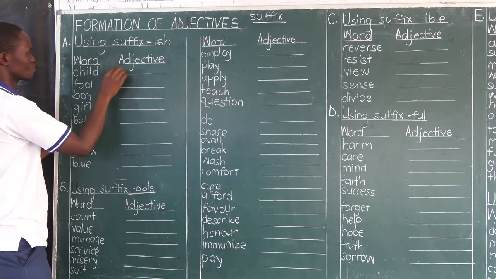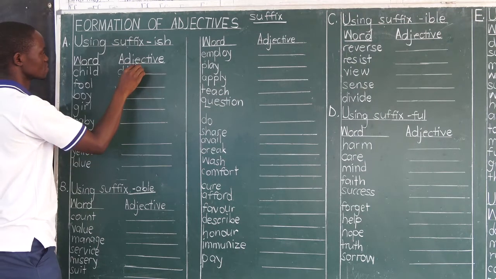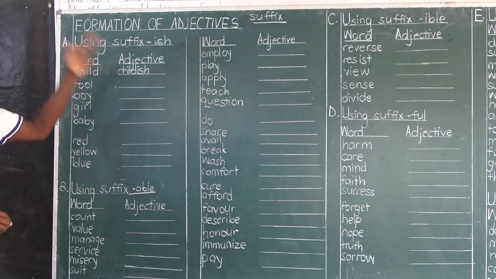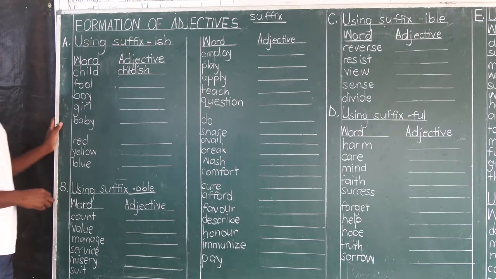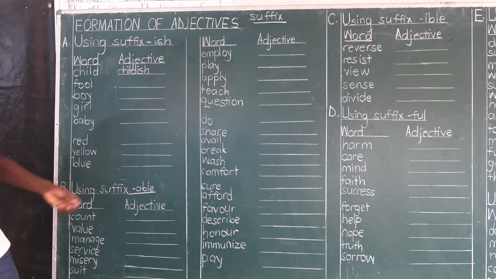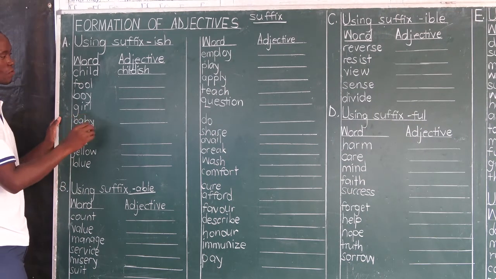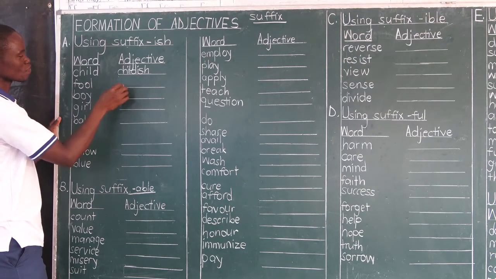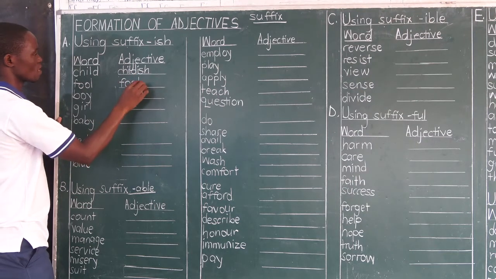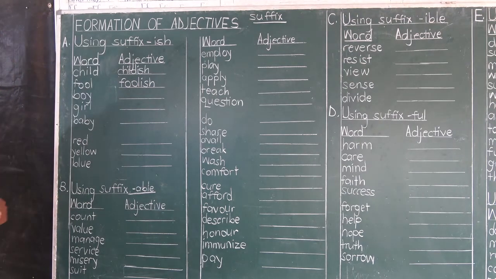So you write the word child. It will look simple, surely. Child plus ISH. Finally, you have formed your adjective as childish. Childish is our adjective. Go to the next word, which is fool. That word which some of us don't want to hear. Fool. To form the adjective from fool, you write fool itself, then you add ISH. So the adjective formed is foolish.